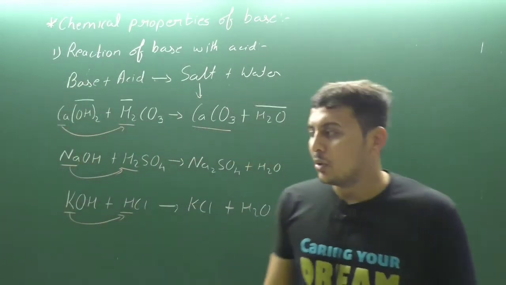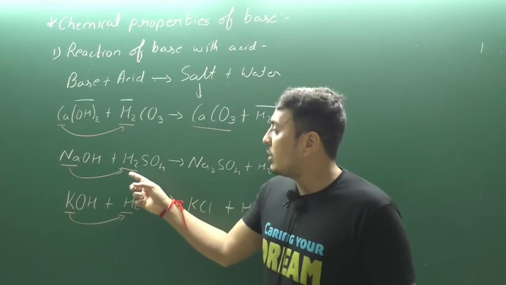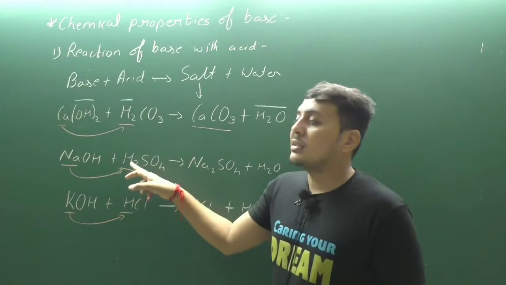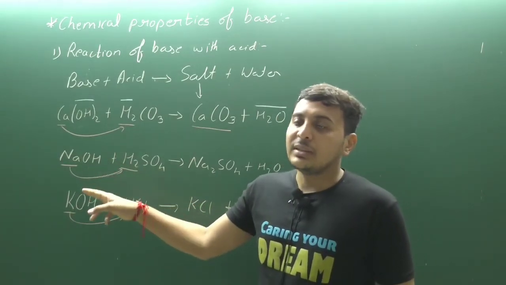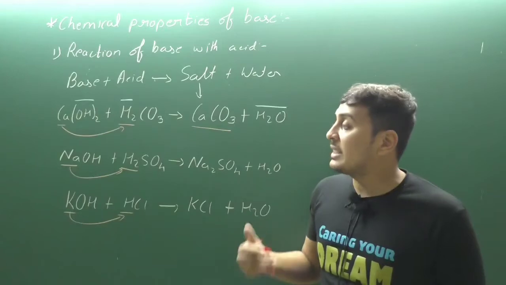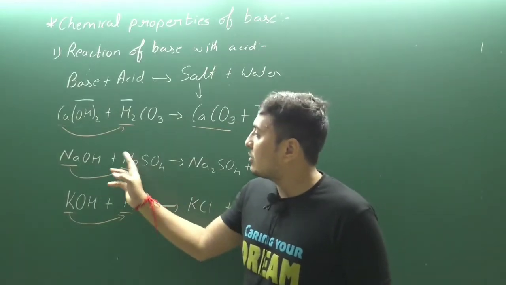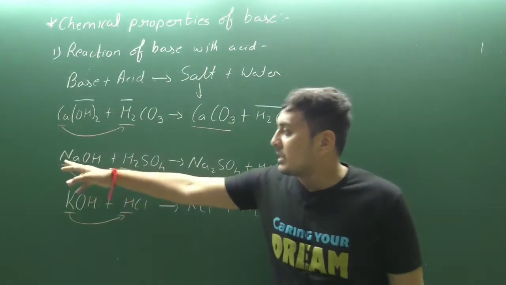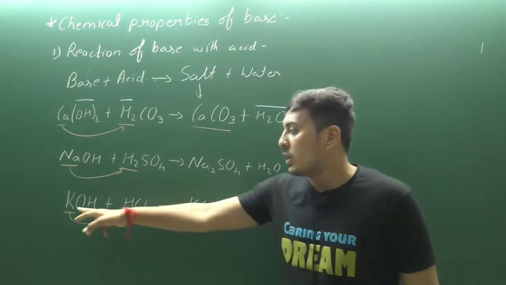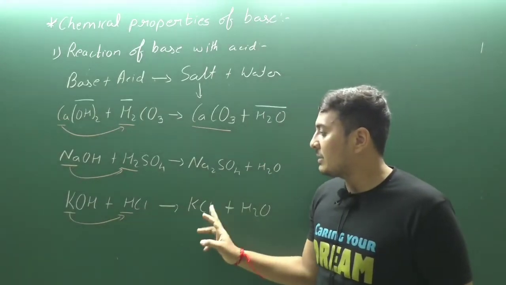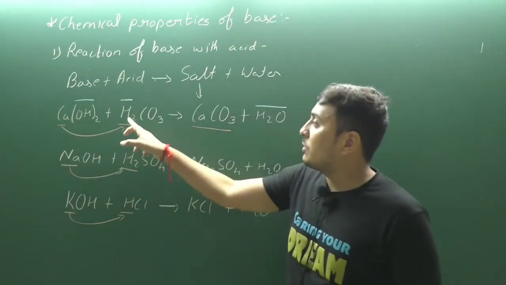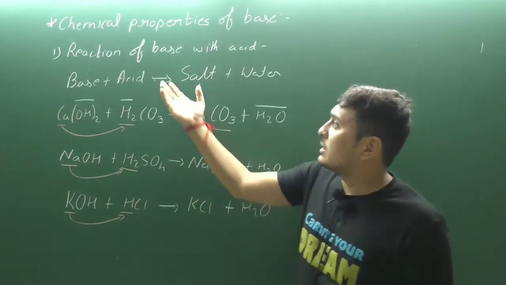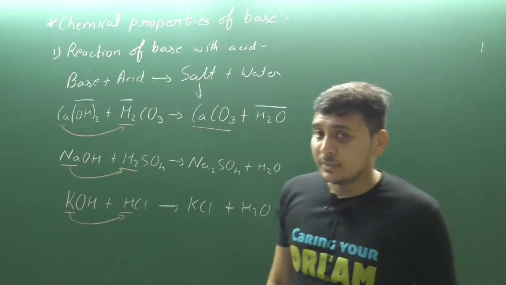I have underlined the hydrogen, it does not mean sodium reacts with hydrogen. Sodium takes the place of hydrogen. So, it is a type of displacement, and hydrogen is also taking the place of Na. So, it is a double displacement reaction. Clear? So, sodium takes the place of hydrogen, so it is Na2SO4. Potassium takes the place of hydrogen, so it is KCl instead of HCl. Calcium takes the place of hydrogen, so it is CaCO3 instead of H2CO3. So, these are the reactions. This is the first property of base.